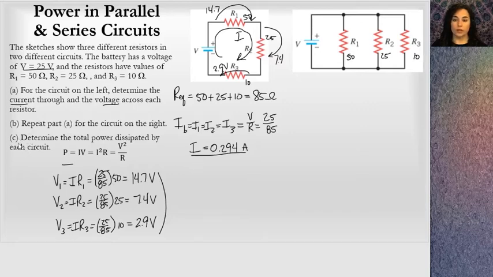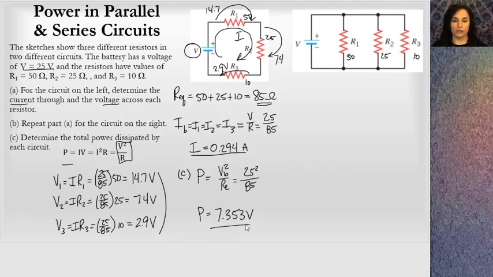So I'm going to go ahead while I'm here and calculate the power. All right, so part C for this circuit, the power. I know the equivalent resistance and I know the voltage. And so I'm going to use this last version of it, V squared over R. Power is V squared over R. I'm going to take the equivalent resistance and the total voltage on the whole circuit, and that will equal 25 squared divided by 85. And when I divide that, the power dissipated by this series circuit is going to be 7.353 watts.